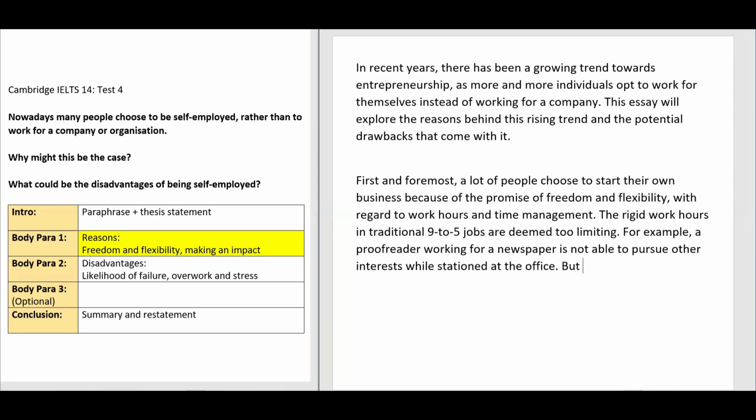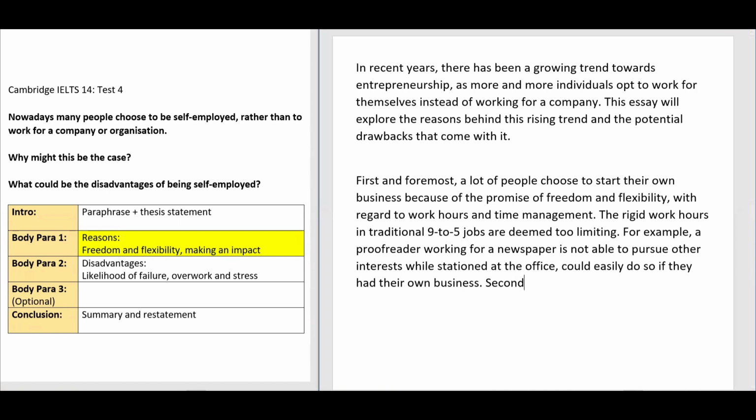Okay, instead of using a full stop here, we can actually use a comma and extend the sentence even further. If we can do this correctly, we might get better marks in grammatical range and accuracy. Could easily do so if they had their own business. All right, we've talked about freedom and flexibility. Now we'll mention making an impact on society.